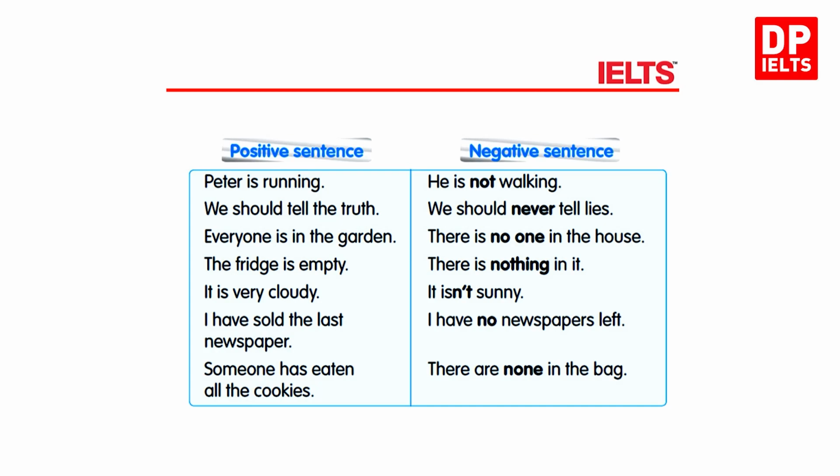எல்லோரும் தோட்டத்தில் இருக்கிறாங்க. ஸோ இருக்கிறாங்க என்னும் பாசிட்டிவ் சென்டென்ஸ். There is no one in the house. வீட்டில் யாரும் இல்லை. ஸோ no, இல்லை என்பதை காட்டுறதால நெகட்டிவ் சென்டென்ஸ். The fridge is empty. Fridge empty-யா இருக்கின்றது. பாசிட்டிவ். There is nothing in it. அங்கே ஒன்றுமே இல்லை என்பது நெகட்டிவ், ரைட்?